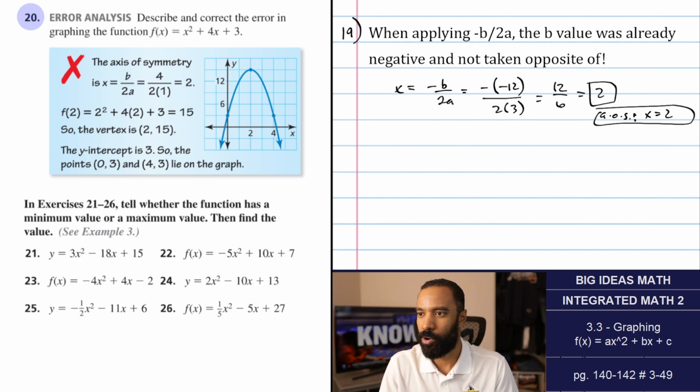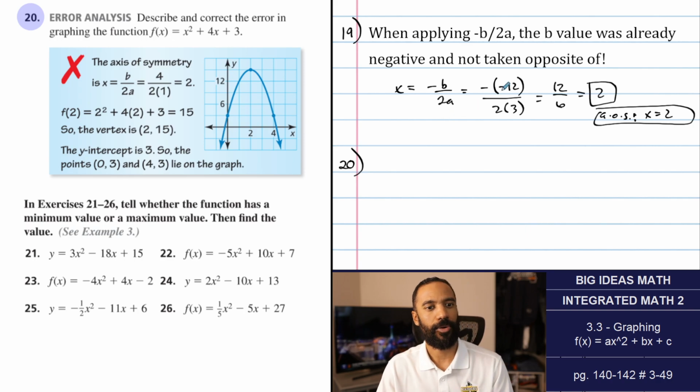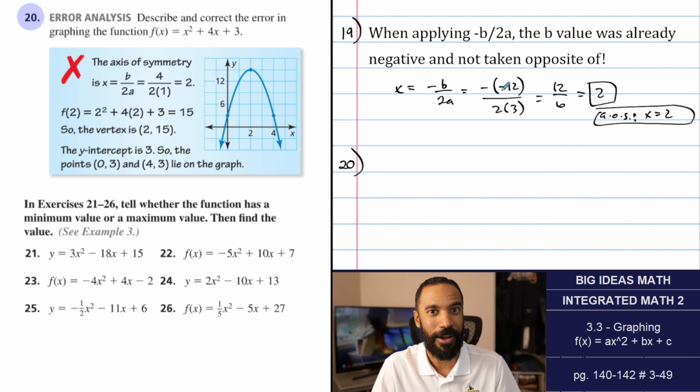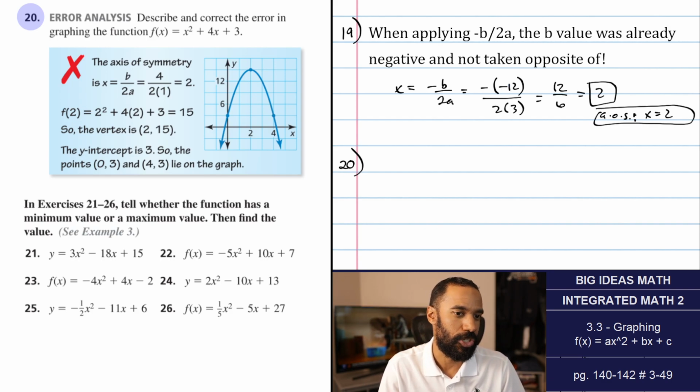Number 20, error analysis. Describe and correct the error in graphing the function f of x equals x squared plus 4x plus 3. I can tell you one thing. It shouldn't be upside down. Let's see what they do with that. So they find the vertex at b over 2. Well, I mean, I guess that's part of the problem.